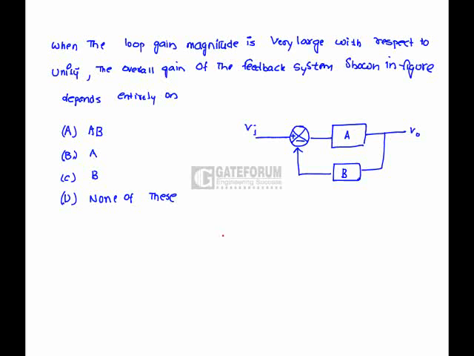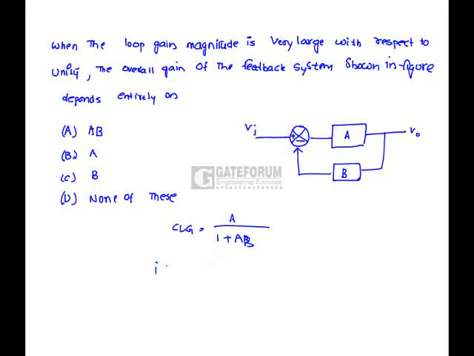When the loop gain magnitude is very large with respect to unity, the overall gain of the feedback system shown in the figure depends entirely on... See, if we look into the figure, it looks like a negative feedback system. For a negative feedback system, the closed loop gain is equal to the open loop gain divided by 1 plus the loop gain, that is AB.